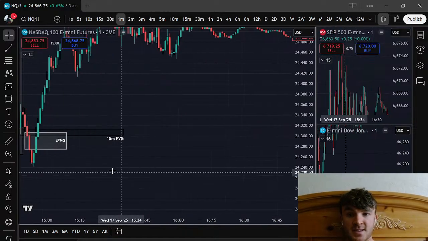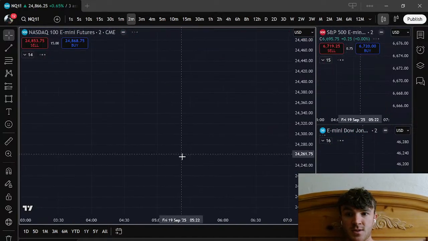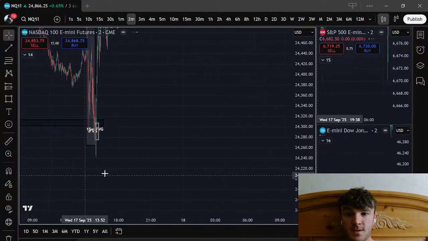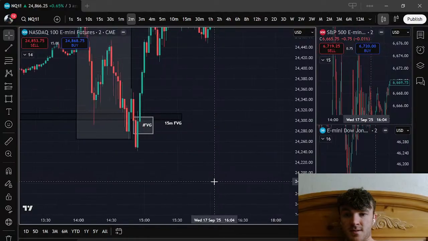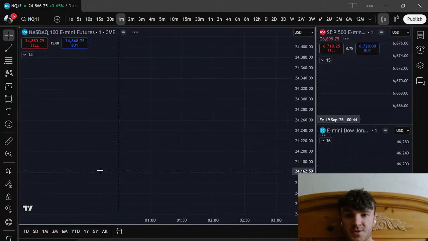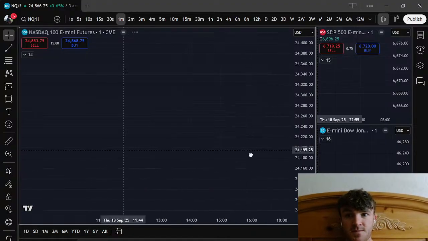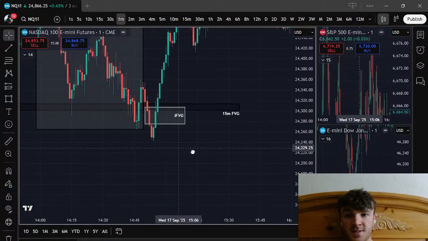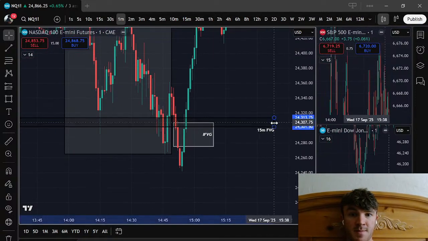First, let's backtest the 1 minute inversion. It might have been a 2 minute inversion. Let's just double check. And nope, it was a 1 minute. So let's go back down to the 1 minute. First, we'll screenshot this as an IFG. So, 1 minute IFG delivering from a 15-minute gap.